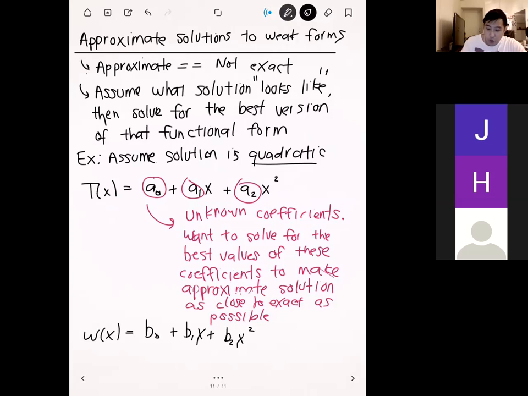But these have their own coefficients, so we'll call them B0, B1, B2. Whatever form we choose for our solution, we're going to choose the same form for our weighting function. Any questions on this before I move on with the example?